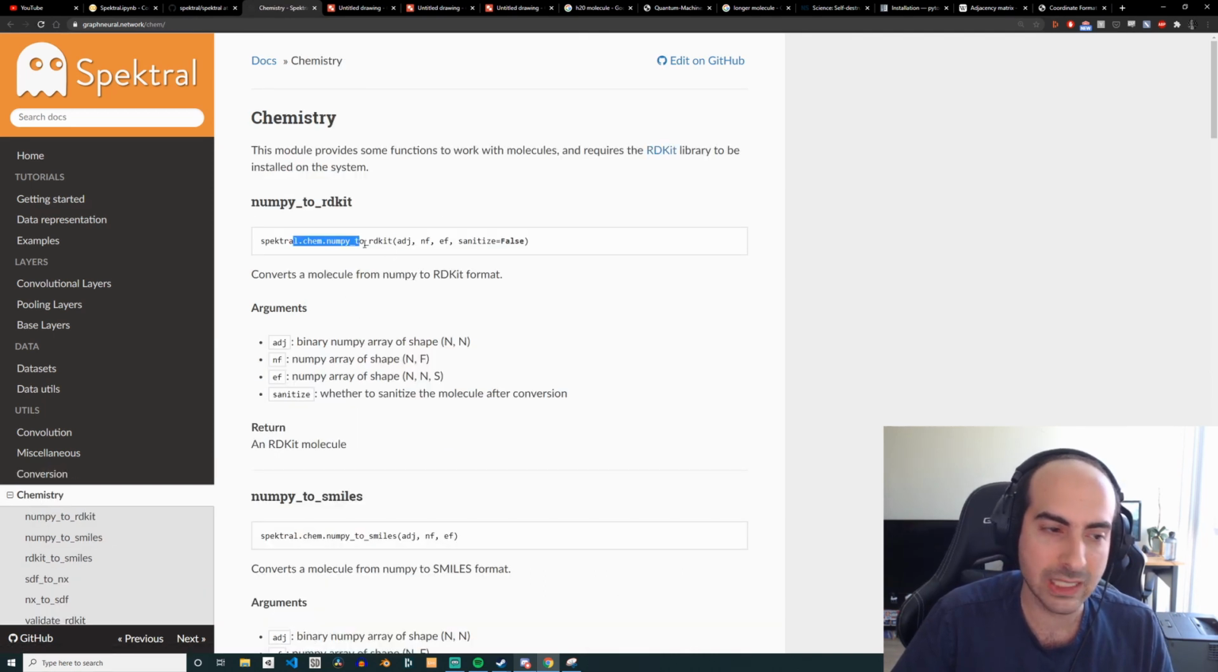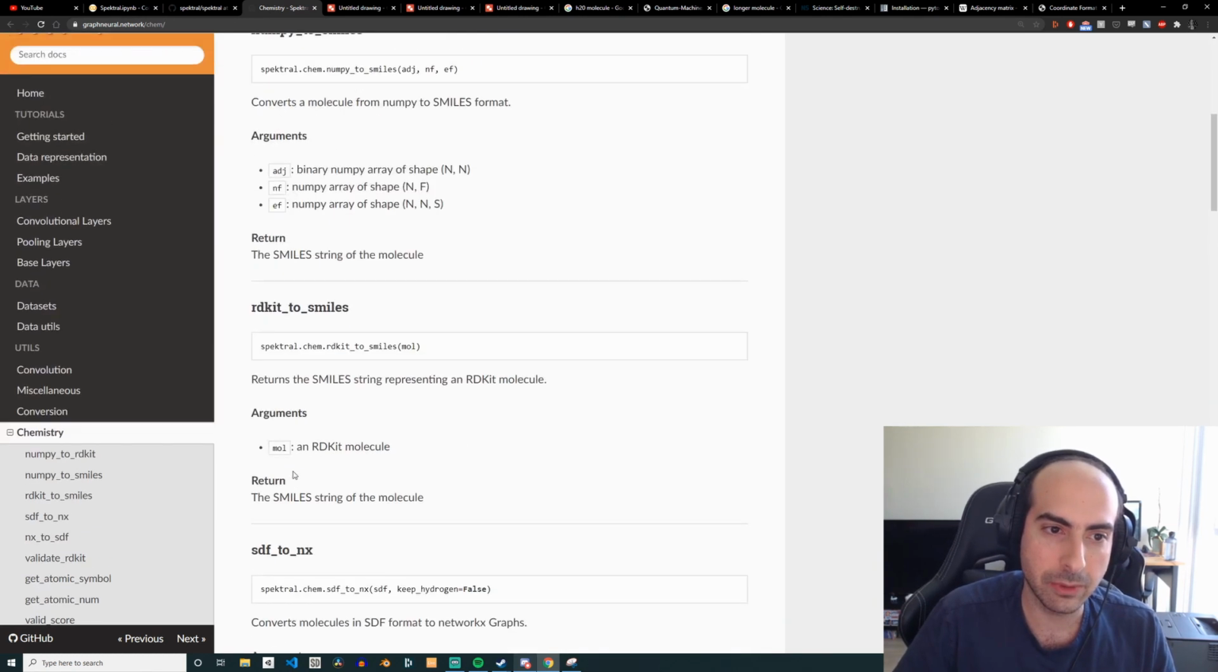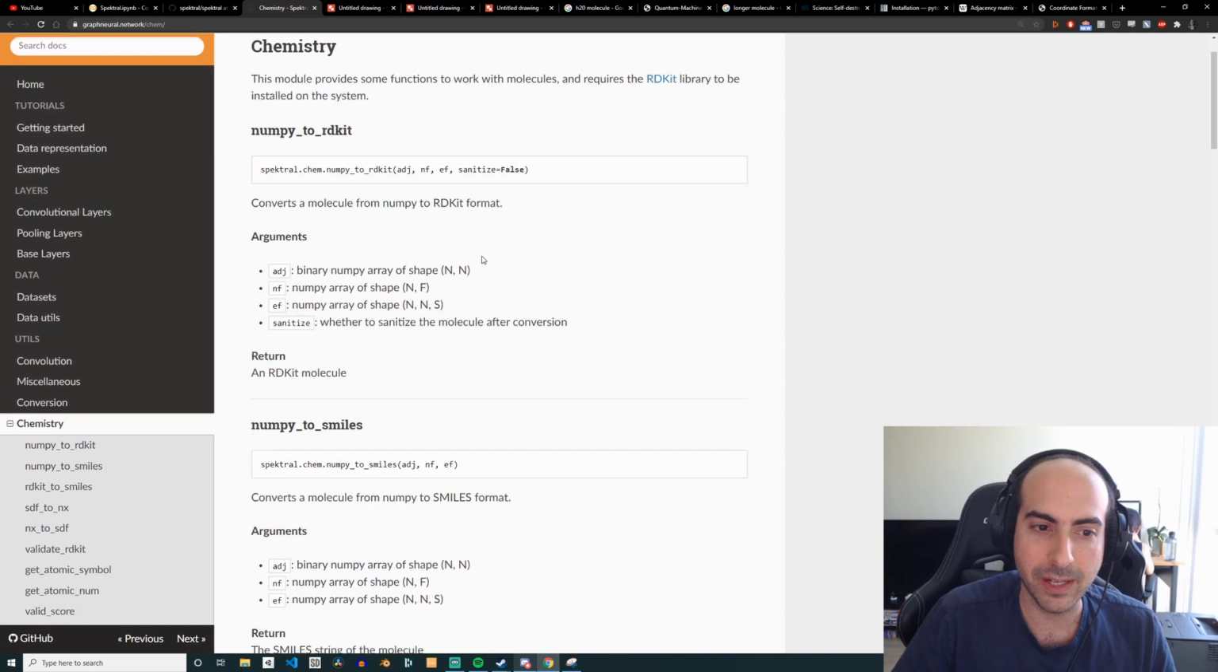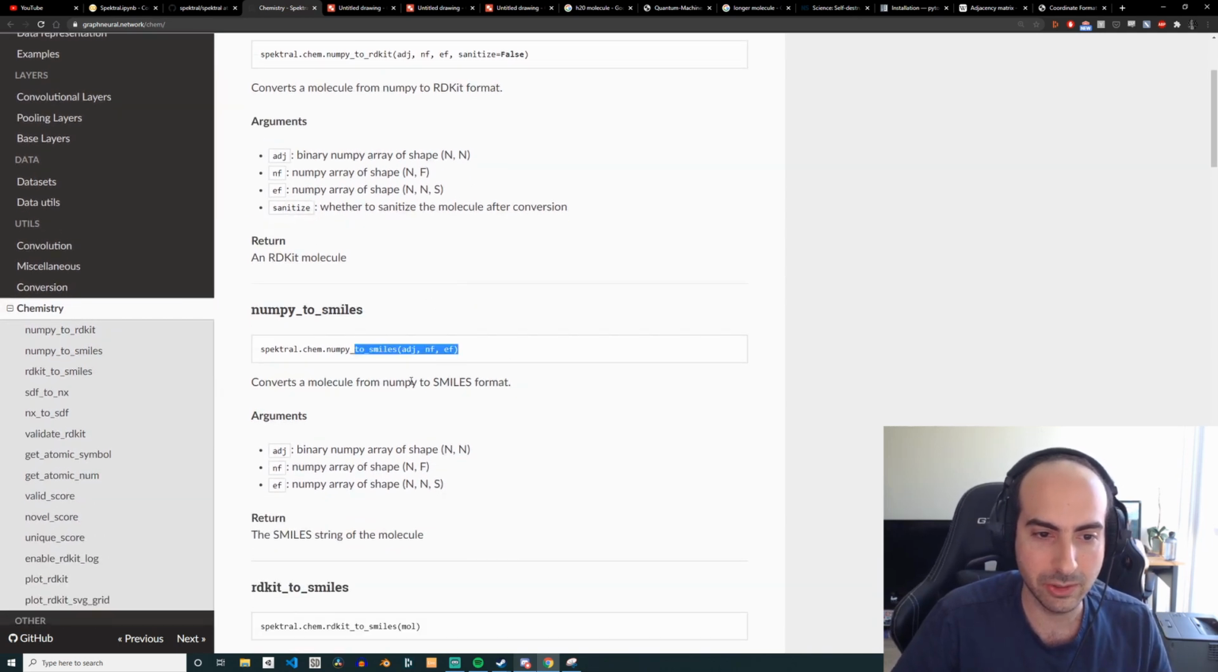I've actually talked about RDKit before in a past stream, but basically, given that we're working with molecules, you can use its preprocessing libraries to turn a molecule into the SMILES format.